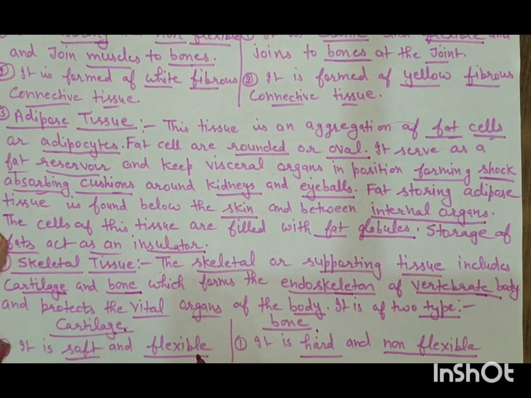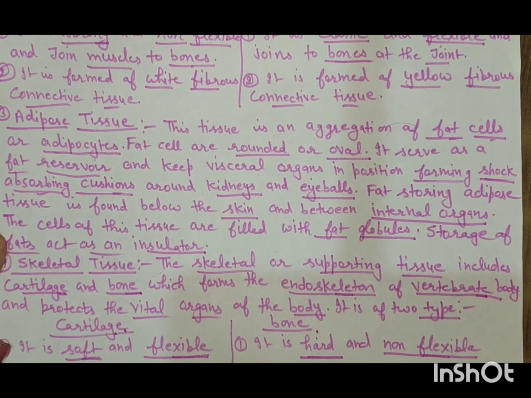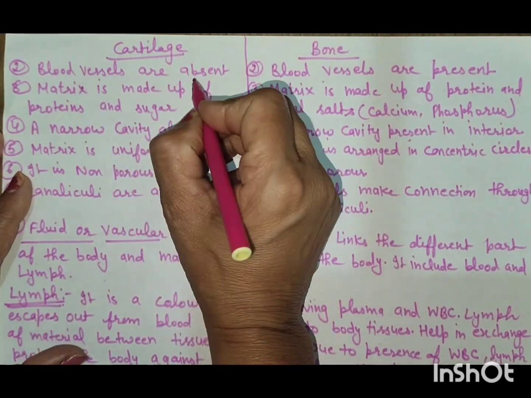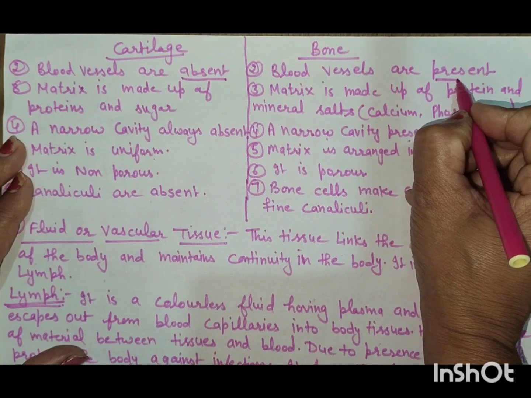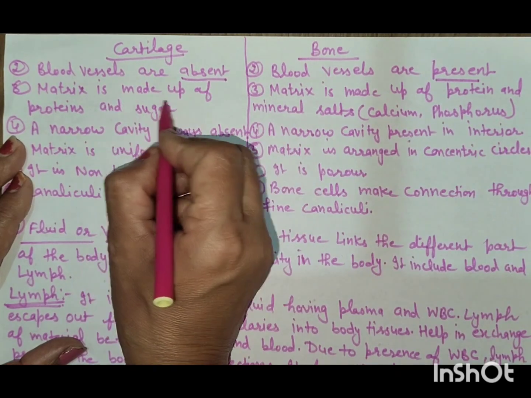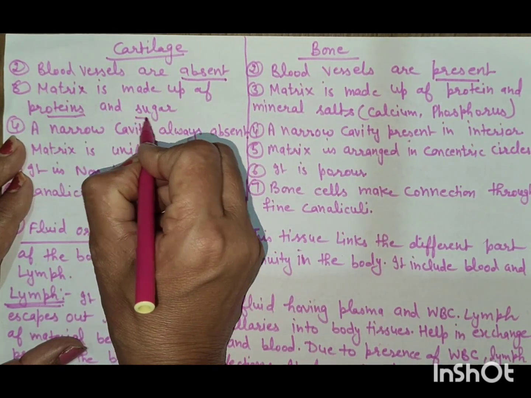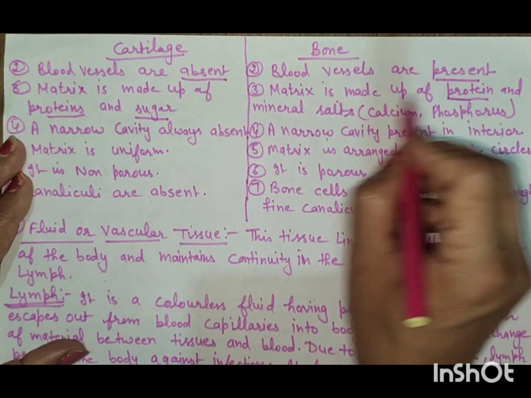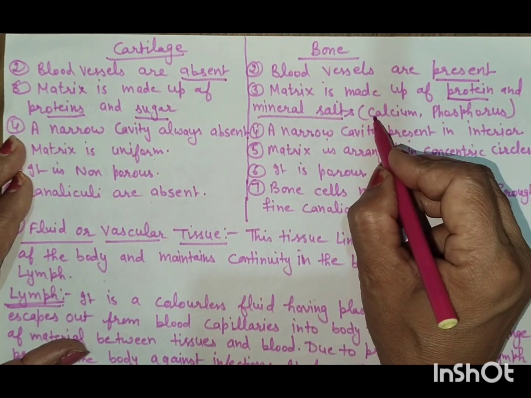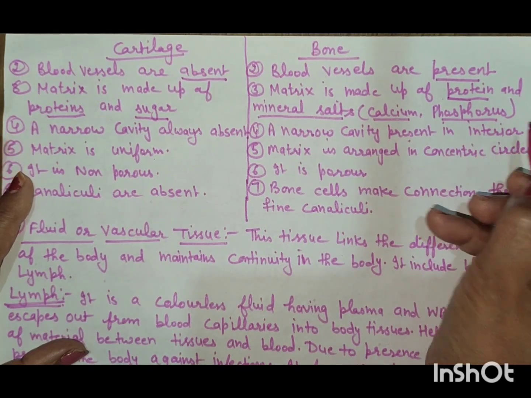Cartilage is present in the ear, trachea and nose. It is soft and highly flexible, but bone is very hard and non-flexible. Blood vessels are absent in cartilage, but in bone blood vessels are present. The matrix of cartilage is made up of proteins and sugar, but in bone the matrix is made up of proteins and mineral salts like calcium, phosphorus, etc.